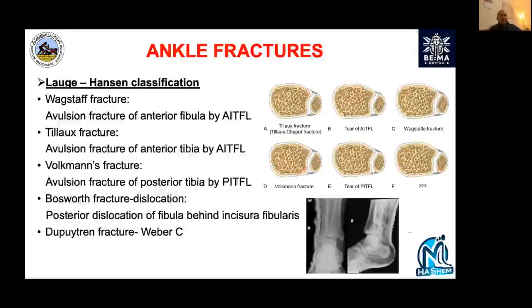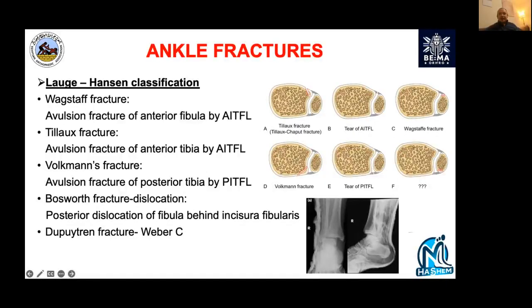Then there are specially named fragments you need to know about. So you can see from here up, ignore the writing, remember the images. The anterolateral aspect of the tibia is called T-low. And as we said, if the anterior inferior talofibular ligament fails, it either fails by rupture of the ligament or by avulsion of the T-low fragment from the anterolateral tibia. Then on the other side, it's the anteromedial aspect of the fibula, which is called the Wagstaffe fragment.